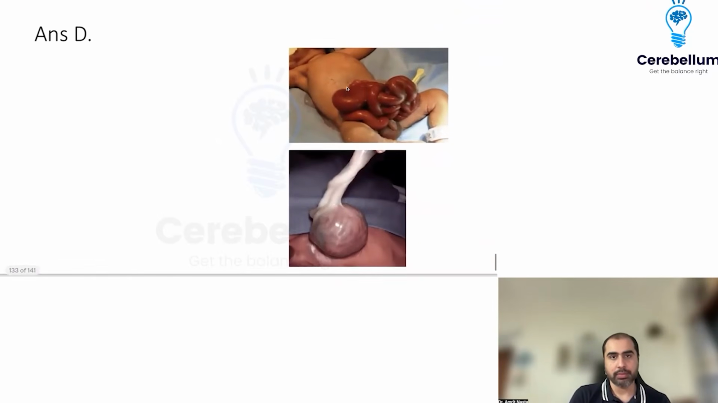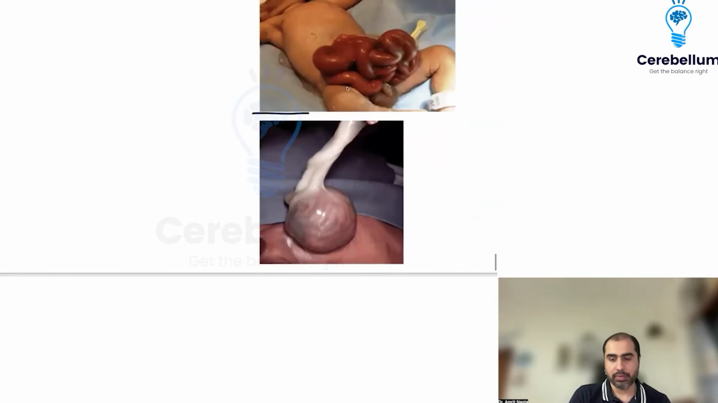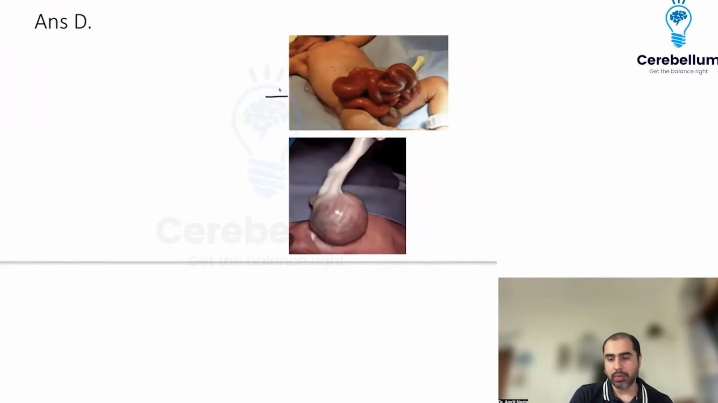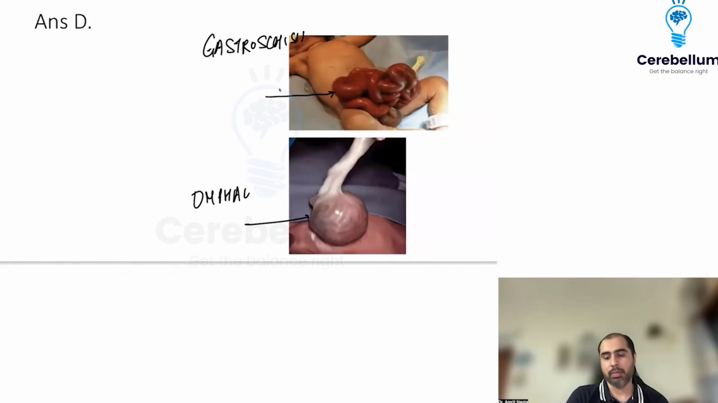Okay. What is this condition? The first one. This one is where the intestines are bare. This is called gastroschisis. It is an isolated condition. And the other one is omphalocele, where you have a covering of the bowel.